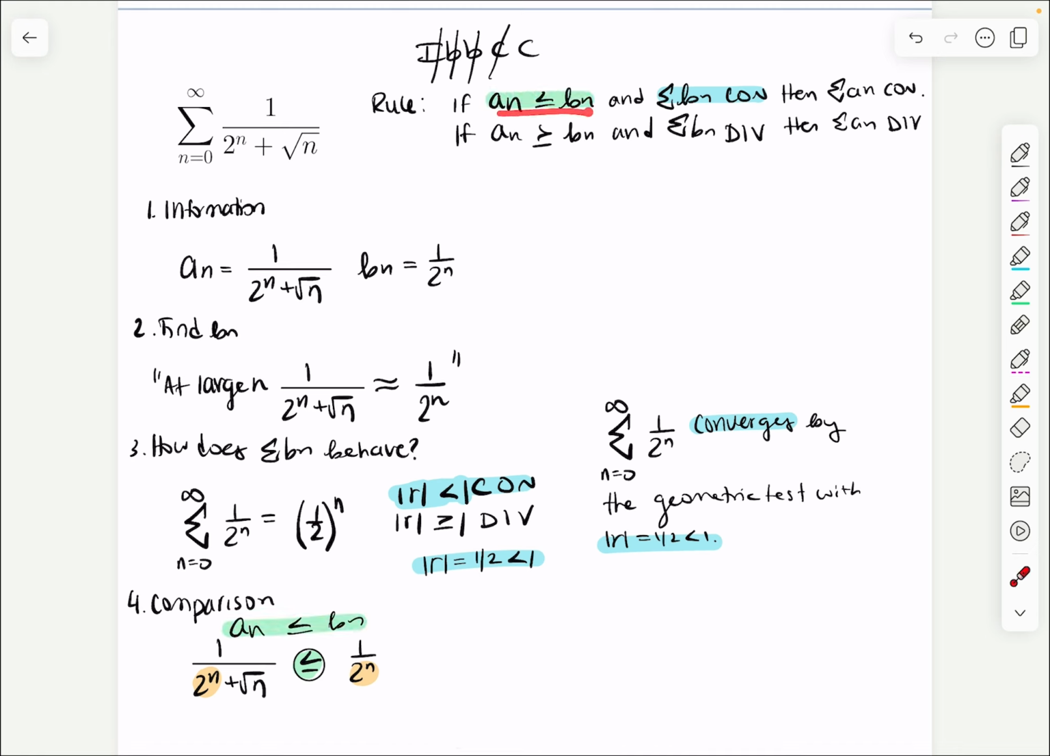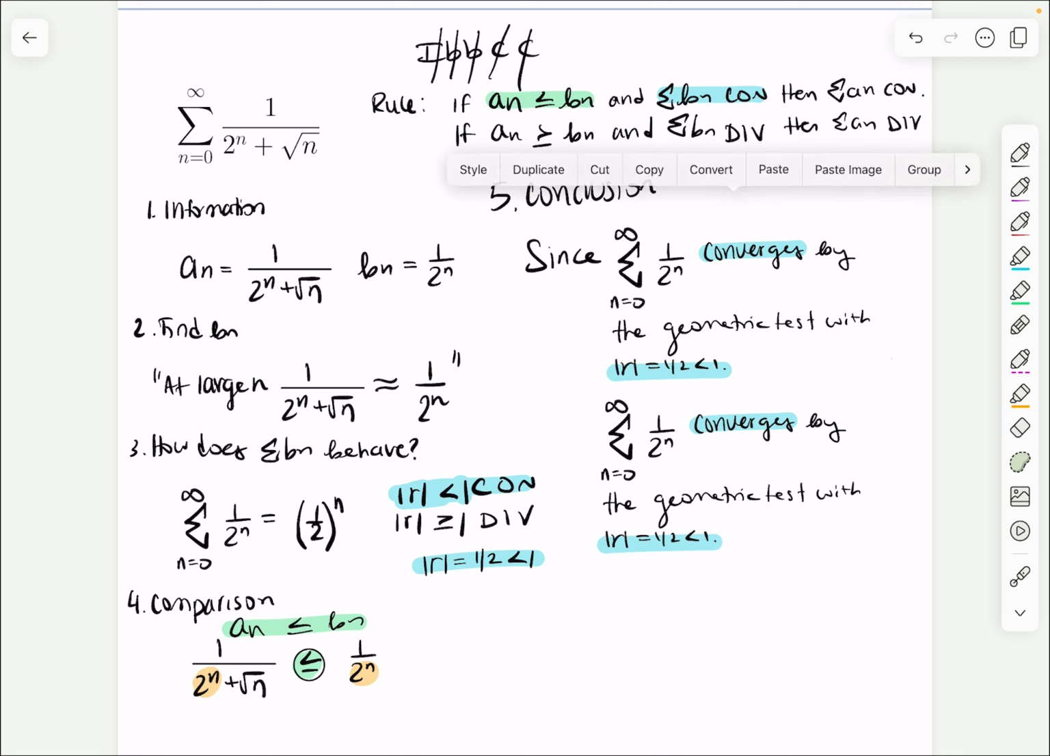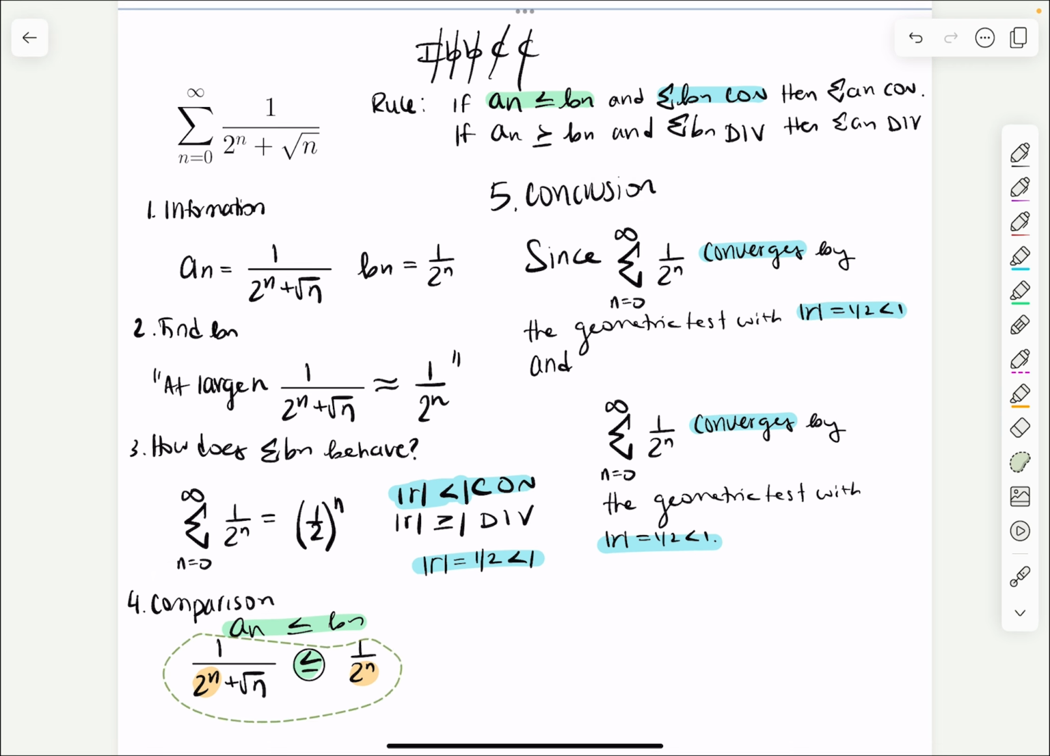Now because a of n is less than b of n, and our series b of n converges, then we can say that our original given series a of n will also converge. And that is our conclusion part. So I always start with since, and then I just go in the order that I did my things. So step 3 and then step 4. I literally just copy the sentence that I wrote.